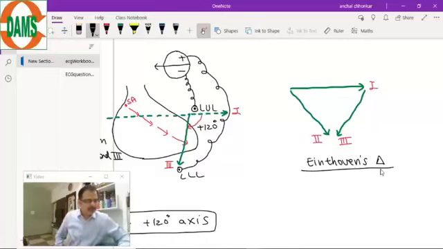Einthoven's triangle. Why plus angle? Because the depolarization is going in a downward direction. And what is a depolarization current? Depolarization is a movement of positive ions, a movement of positive charge. So positive charge is going downward. So anything below that 0 degree will be considered as positive because depolarization is downward. So we take it as a positive angle.